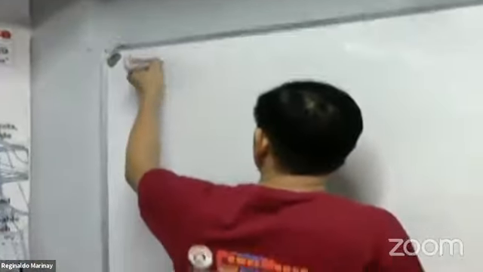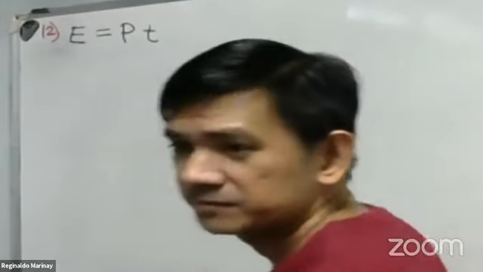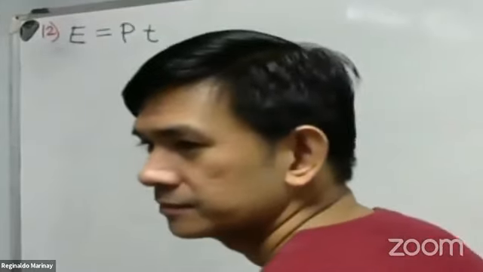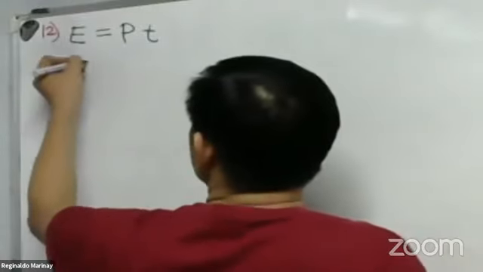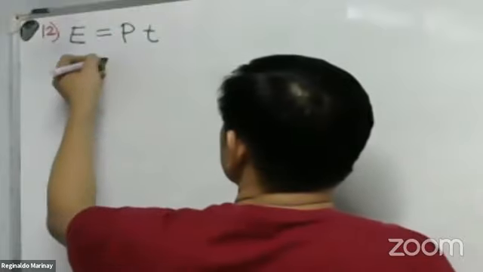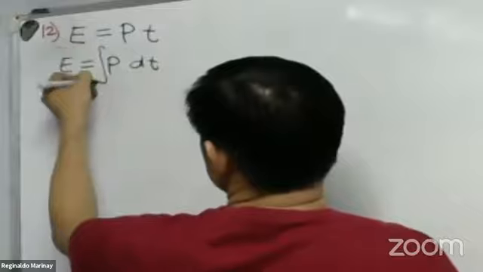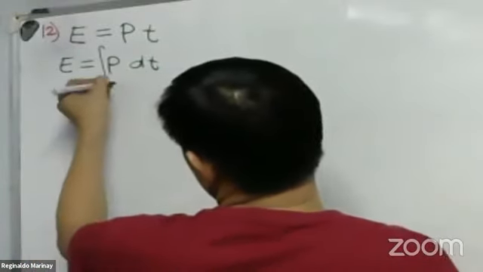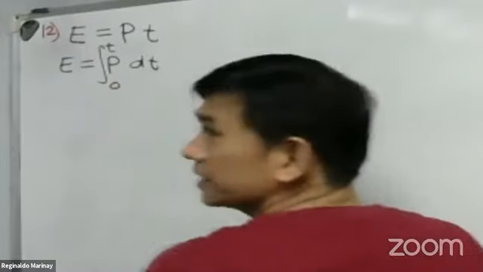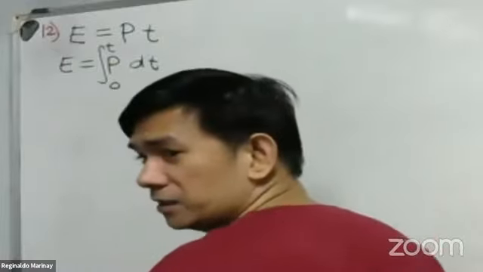The energy. Okay, the basic formula for energy is power times time. By integration, this energy is the integral of power times dt, from 0 to t. Anyway, the time is already given to be 0.14.